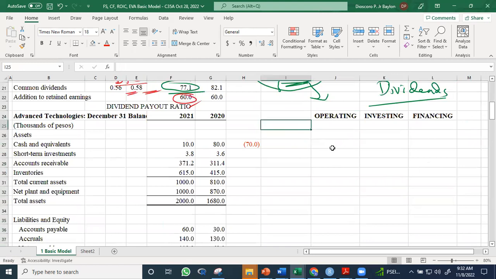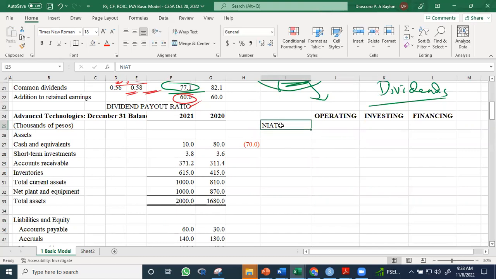Okay, so we're preparing first the template. This is just a template. This is not the formal statement. So the template is a tool that we use in order to help us construct the formal statement of cash flows. So let's begin. We first use the net income after tax.